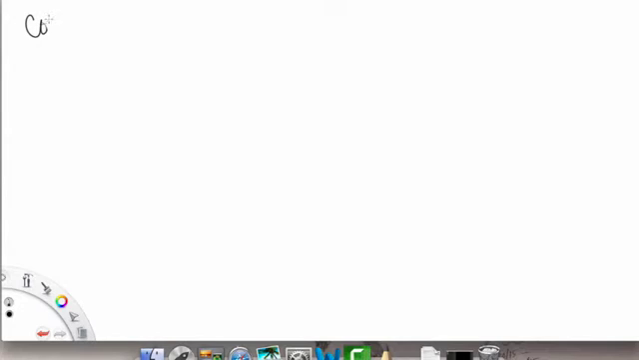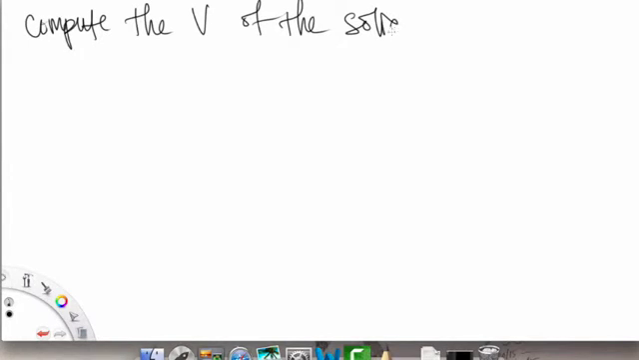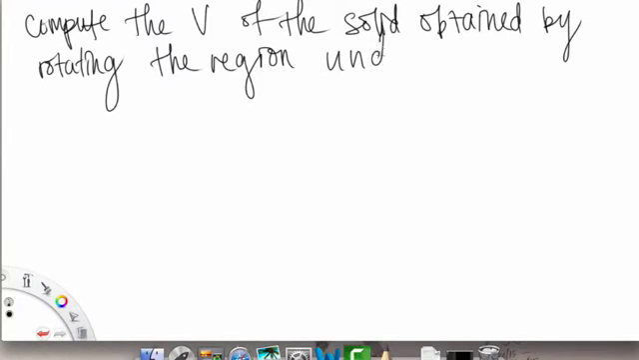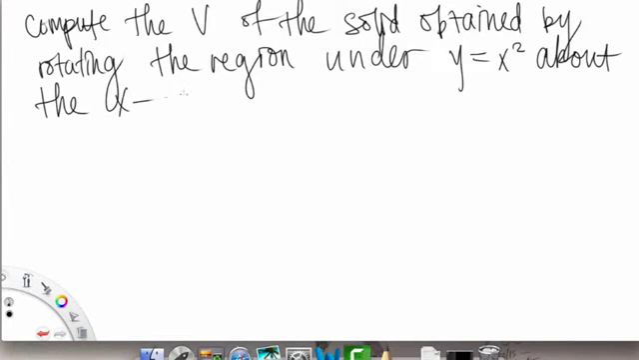So what we're going to do is compute the volume of the solid obtained by rotating, because that's what we're doing. We're rotating or revolving a region, so the region under a curve. So in this case, we're going to do the parabola, y equals x squared, about the x-axis, okay? And then we'll give an interval from 0 up to a positive 2.